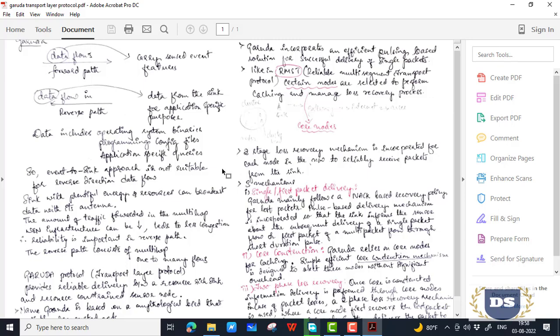Hello everyone, I welcome you all to this video tutorial, and in this video tutorial we'll be going through the Garuda protocol. Before we get started with the Garuda protocol, which is a transport layer protocol, let's first see how exactly data movement occurs in a wireless sensor network.